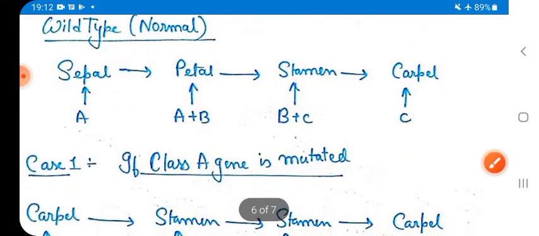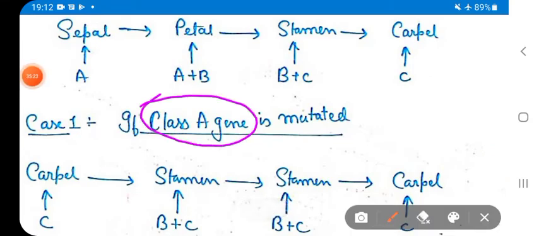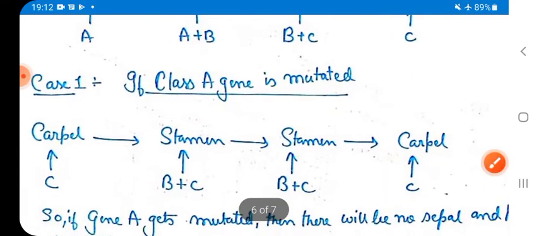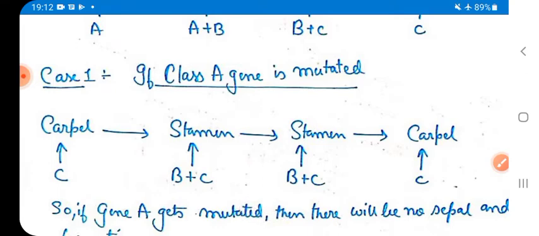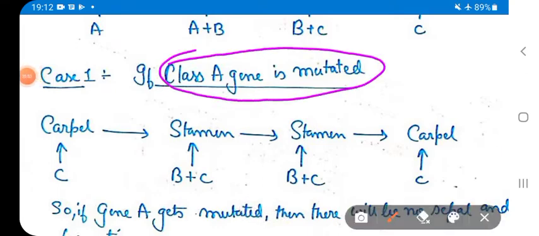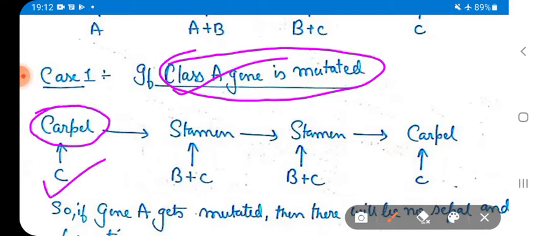Now, the first case: if class A gene is mutated, then what will happen? I have said that class A gene and class C gene are mutually antagonistic. So if A gene is mutated, the class C gene will take place in the place of class A gene. Thus, your first whorl will be carpel, because class C gene promotes the development of what? Carpel and stamen.